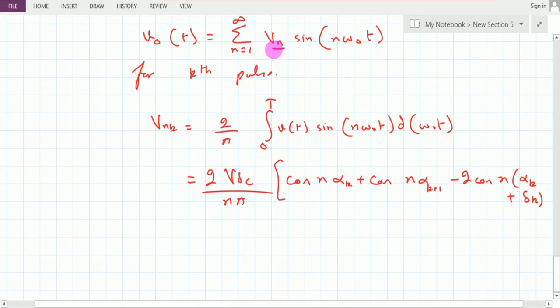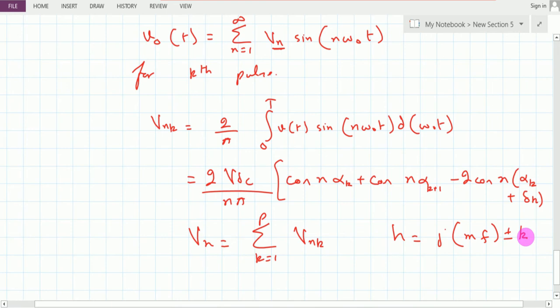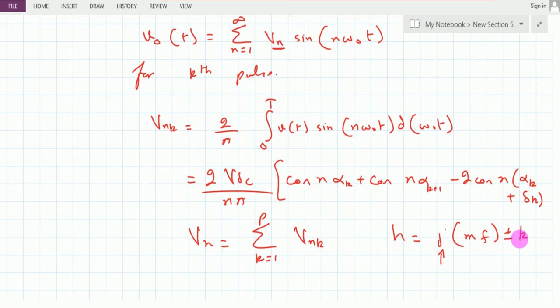For each Fourier coefficient Vn, it is the sum of the Vnk for the p pulses over the entire period. This means that Vn is a sum over k to p of Vnk. Also we have h equals j mf plus minus k, where h equal to 1 is the fundamental. For odd values of j, harmonics exist only for even values of k. And for even values of j, the harmonics exist only for odd values of k.